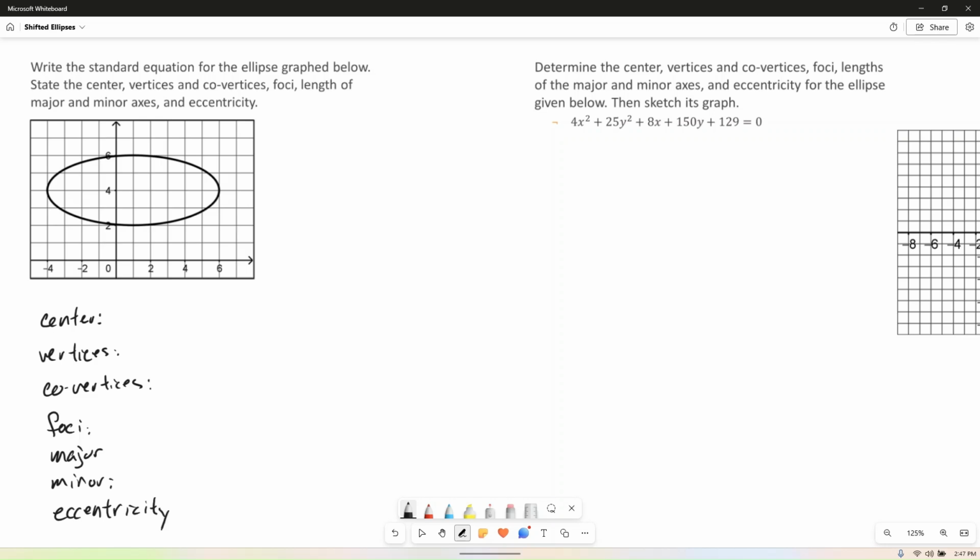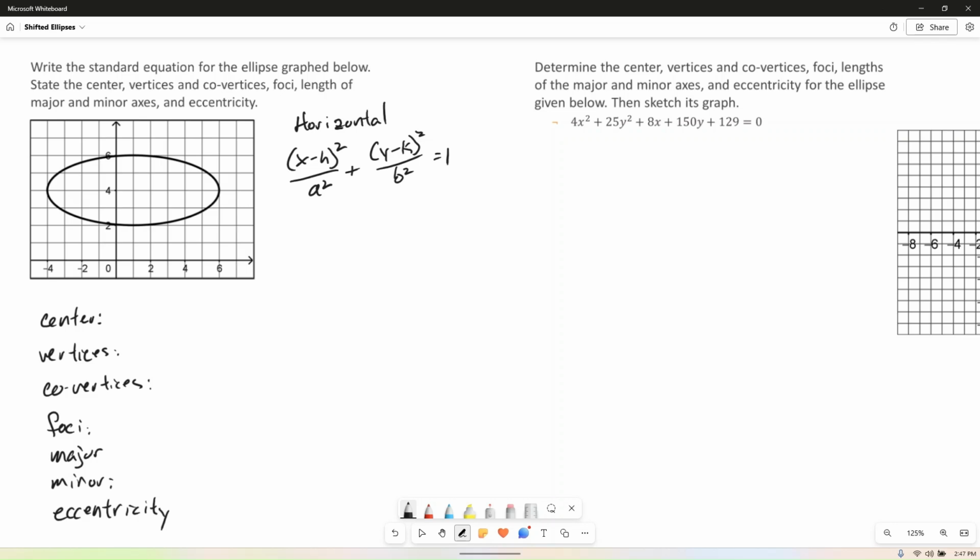Okay. So let's start just by looking at the graph. This graph is wider horizontally than it is tall vertically. So that means that this is a horizontal graph. So it is oriented horizontally. So when we write the equation for a horizontal ellipse, the a, which is the bigger denominator, goes with the x. So we're going to have (x - h) squared divided by a squared plus (y - k) quantity squared over b squared, and that's equal to 1.